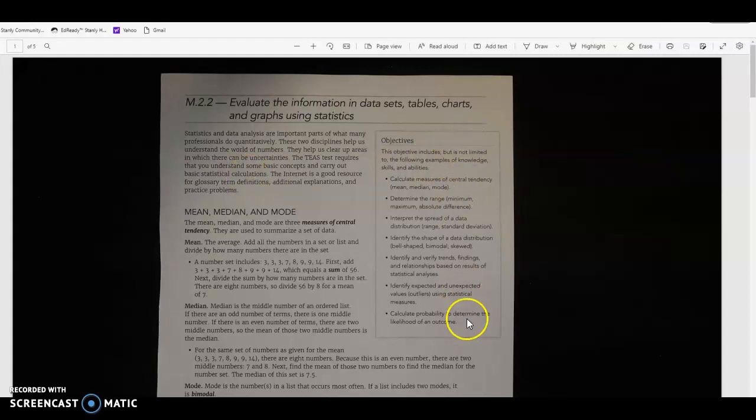So we're going to look over here at our objectives. We're going to calculate the measures of central tendencies, which is the mean, median, and mode, which you should hopefully already be familiar with. Then we're going to determine the range. That means the minimum, the maximum, and the absolute difference. Then we're going to interpret the spread of a data distribution. We're going to identify the shape of a data distribution. We're going to identify and verify trends, finding relationships based on results of statistical analysis. We're going to identify expected and unexpected values or outliers. We will calculate probability to determine the likelihood of an outcome.